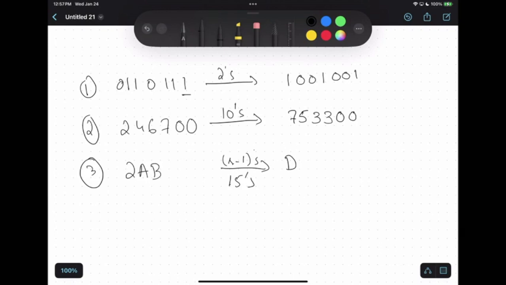When you subtract A, which is 10, from 15, you get what? 5. So 5 is simply represented with 5. And when you subtract B from 15, B is what? 11. 11 from 15, you get 4. So D, 5, 4 is the correct answer. Any question?